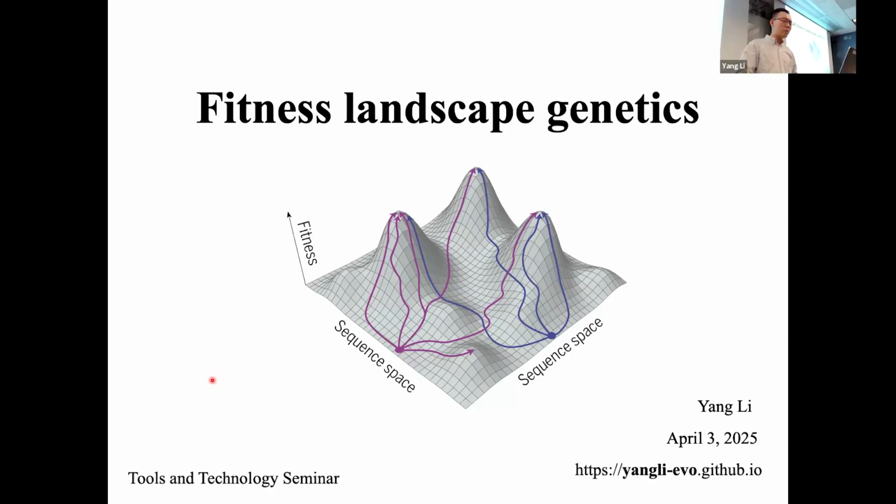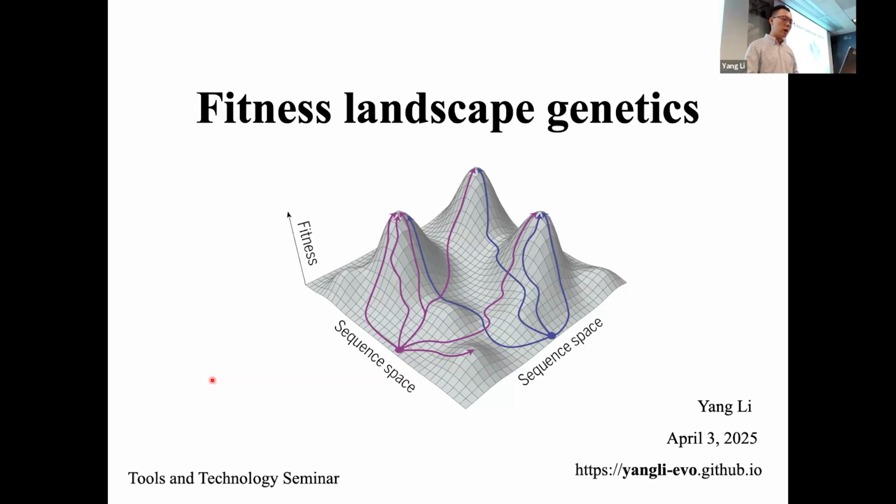I think many times I came here to grab the pizza and enjoy the presentation for this kind of tools and technology seminar. So an idea came to my mind. My thoughts came here to give a presentation today. So I'm here today. I'm glad to be here.